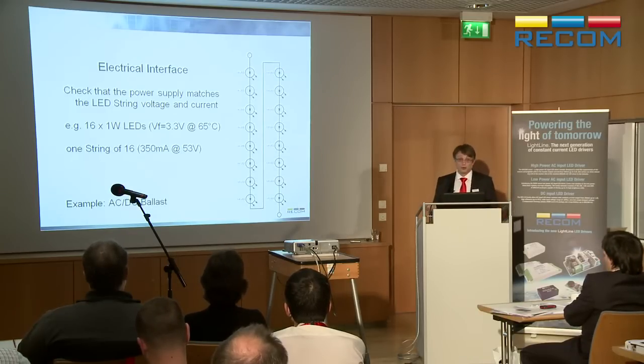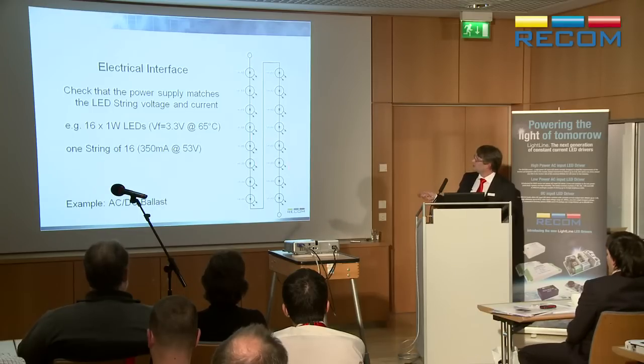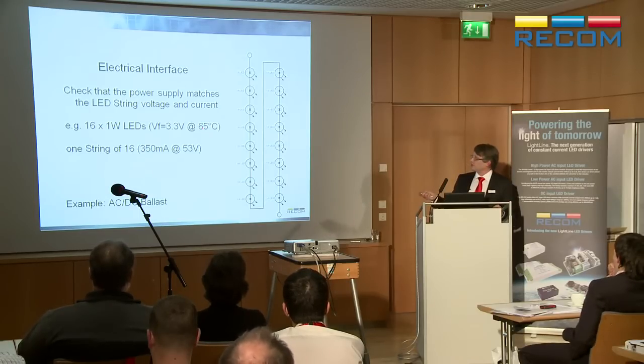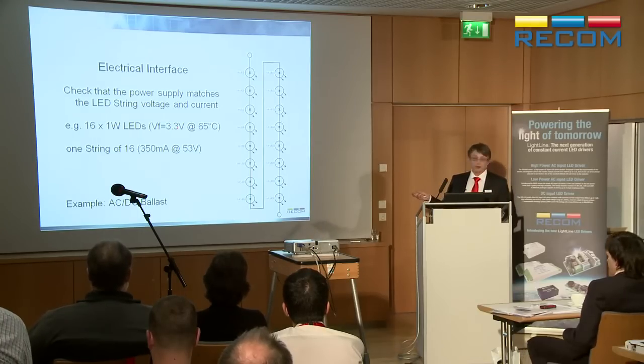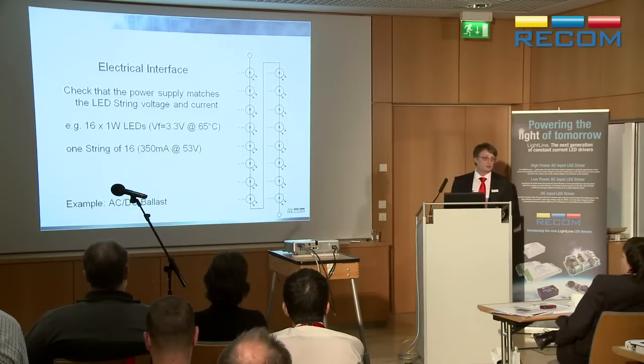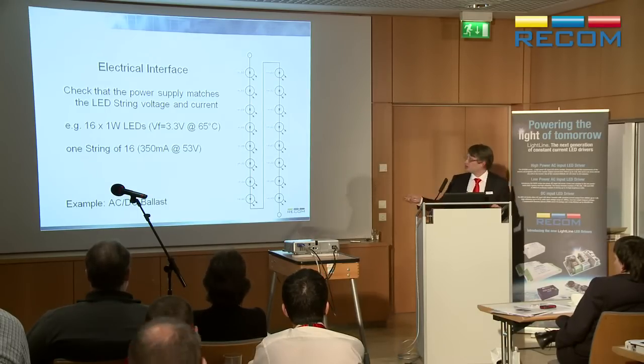So the first thing you have to check when you're designing it is, does the power supply match the LED string voltage and current? So normally you'd run a whole run of LEDs. So in this case we have 16 typically 1 watt LEDs. This is just an example. At 65 degrees centigrade, which is probably the operating temperature you've decided, you've got a forward voltage of 3.3 volts. You add it all up, you say, right, I need 350 milliamps at 53 volts, for example. So a good solution for this would be an AC/DC ballast, because you're underneath the 60 volt limit.